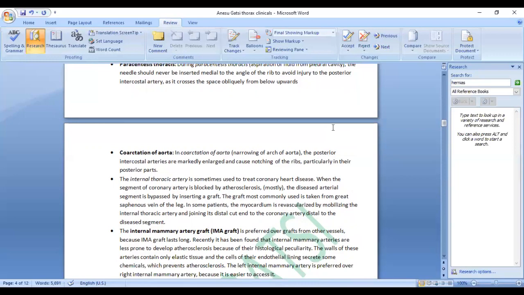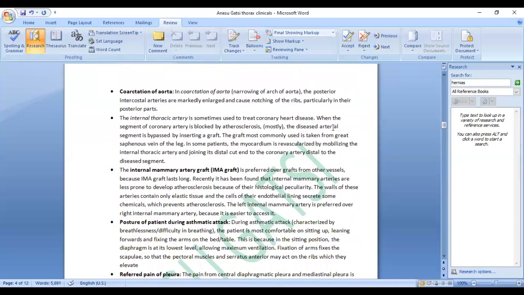Then you'd find that patients who are asthmatic usually assume this position whereby the patient will be more comfortable sitting up. Then they lean forward and they fix their arms on the table. So they're sitting up, then they lean forward, and then they place their arms on the table, actually fixing them.